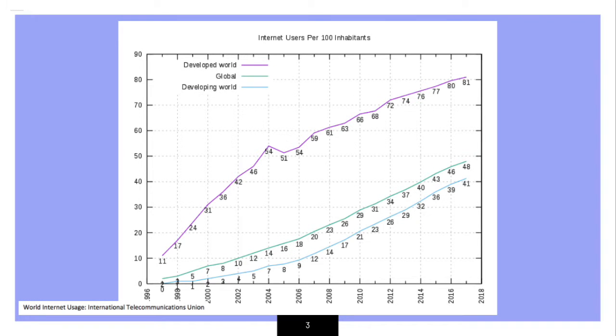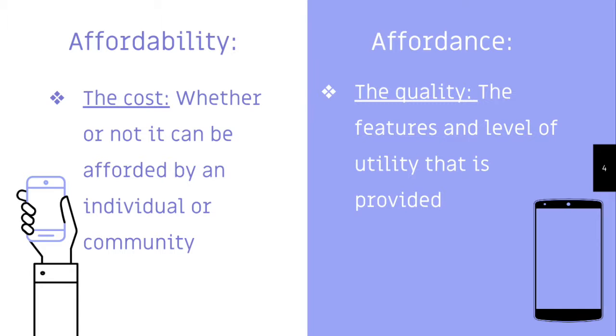This graph, provided by the International Telecommunications Union, indicates that both developing and developed countries have steadily increased their use of internet over time. Because of this, ideas surrounding mobile learning and education have been spread globally. When evaluating mobile devices, it's important to look at two aspects. Firstly, affordability, which refers to the physical cost of a device, whether or not it can be afforded by someone, and secondly, affordances, which refers to the quality of the device and the level of utility that it provides.